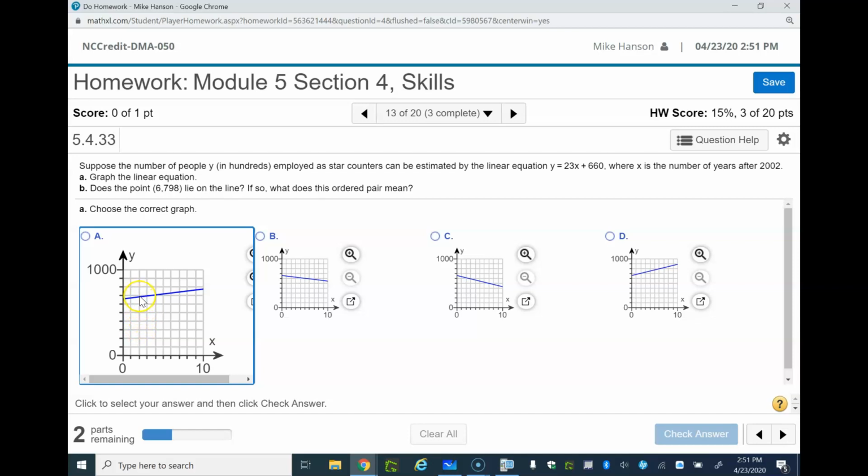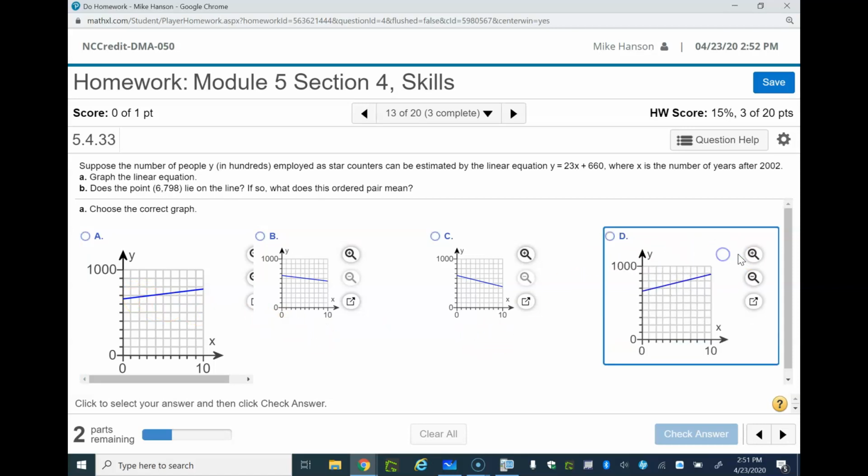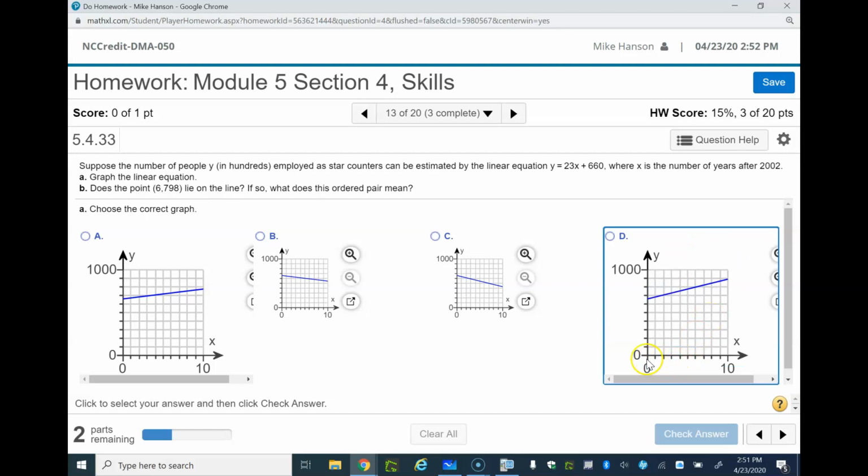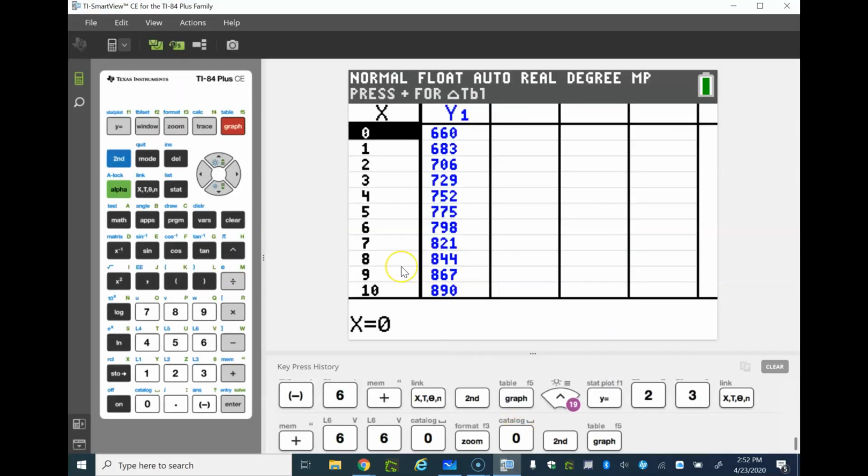It looks like it's slightly below the 7 marking, but let's just try D just to make sure that it might fit better. So 1, 2, and then up to 7. It looks like the 706 is going to be right. But just to be sure, again, we can just go down a little further. And let's try 8 now.